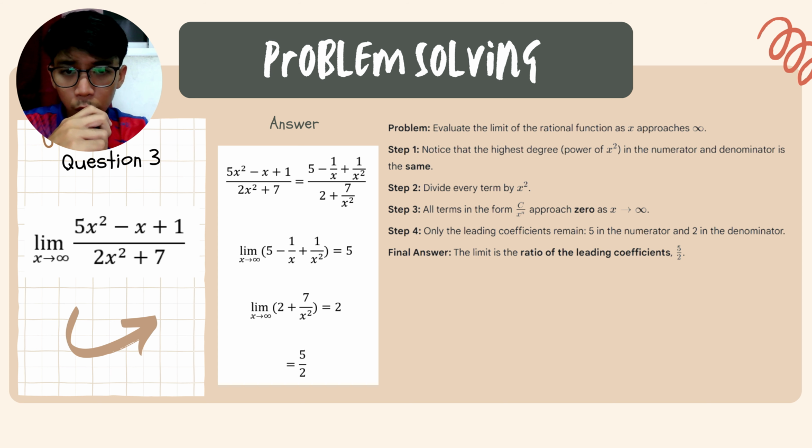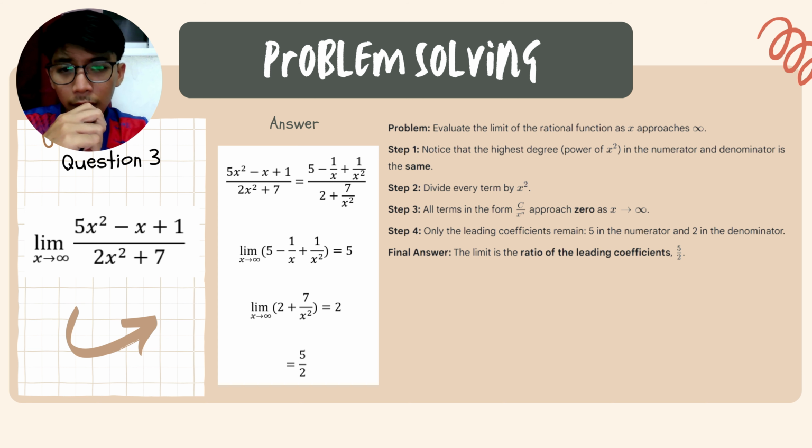After dividing, we see that the remaining terms have the form constant divided by x or constant divided by x squared. As x approaches infinity, these fractions become smaller and smaller, and eventually they approach 0. So these terms no longer affect the limit.